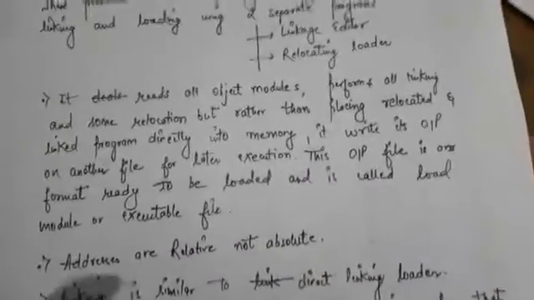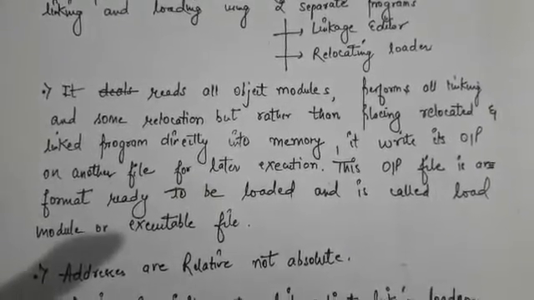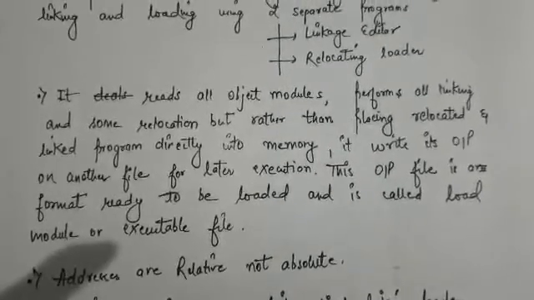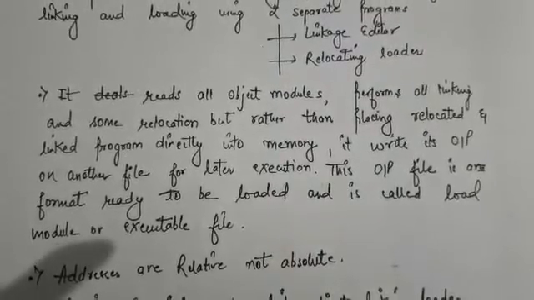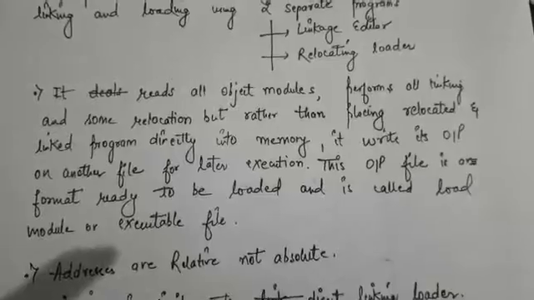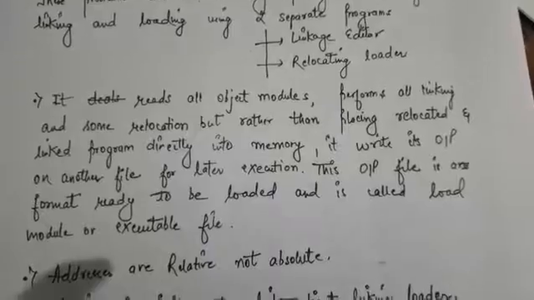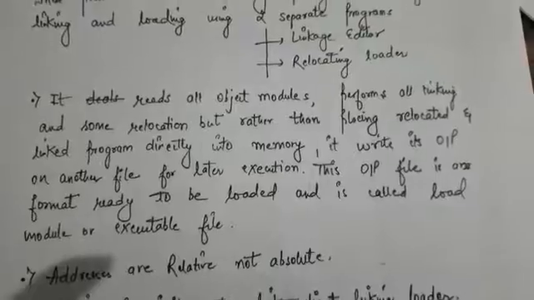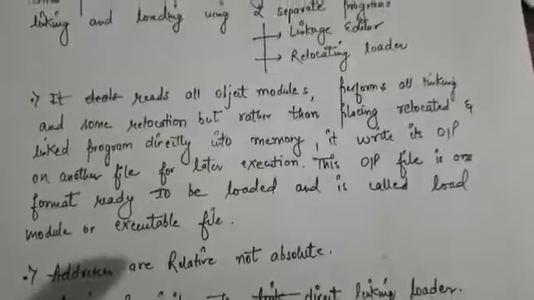Now, what does the linkage editor do? It reads all object modules and performs all linking and some relocation, but rather than placing the relocated and linked program directly into memory, it writes its output to another file for later execution. This output file is in a format which is ready to be loaded, and it is called a load module or executable file.